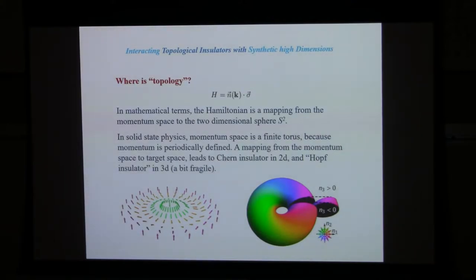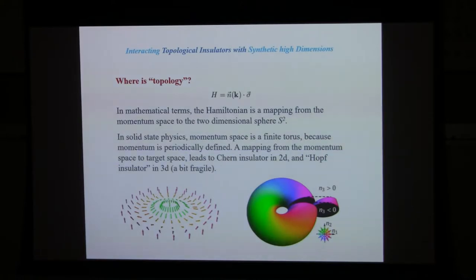And also, suppose we are considering a two-band Hamiltonian in three-dimensional space, then this Hamiltonian maps the three-dimensional momentum space to a compact manifold, which is S2. So this can be viewed as a mapping from the three-dimensional sphere to the two-dimensional sphere, which again has a topologically non-trivial mapping. It's called a Hopf mapping. So in three-dimensional space, we can define an insulator which is topological. It's called a Hopf insulator, but this Hopf insulator is slightly fragile. It needs some symmetry to guarantee that it's non-trivial. But this is some subtlety.